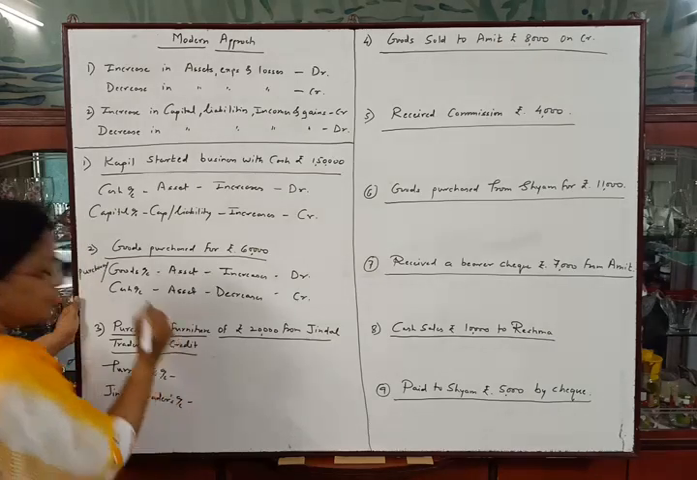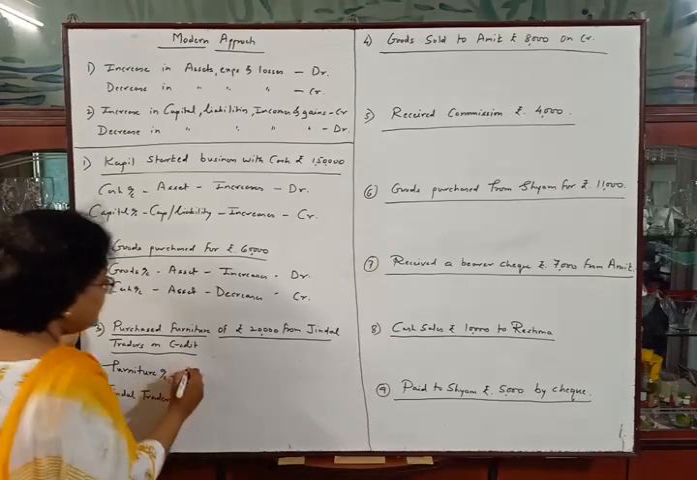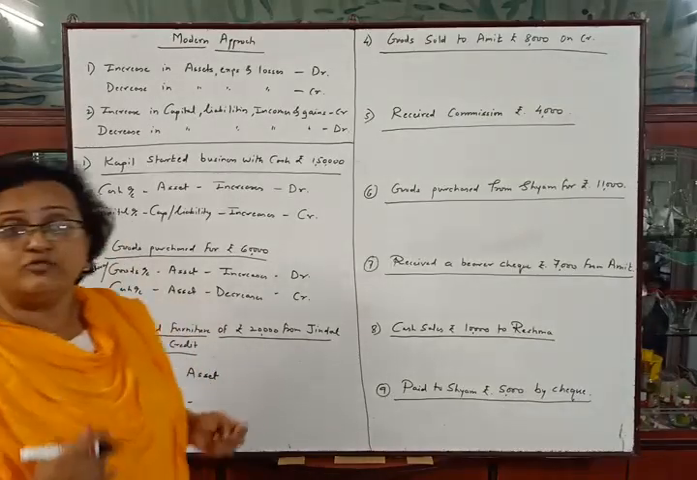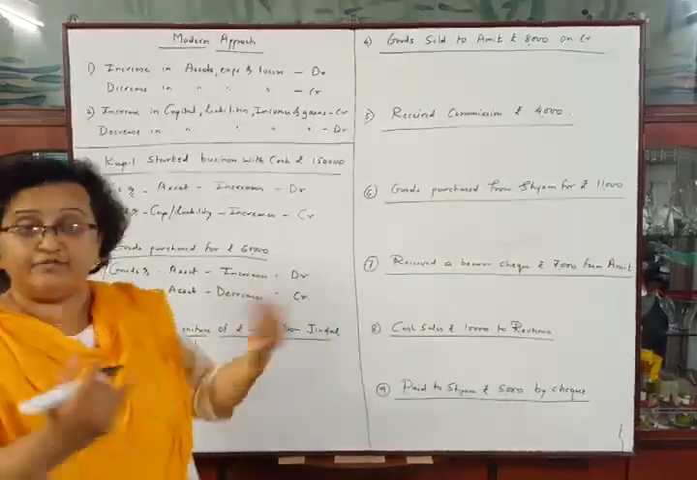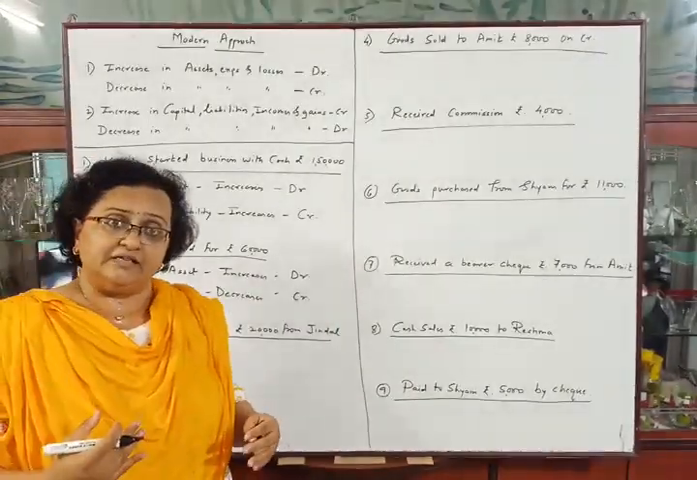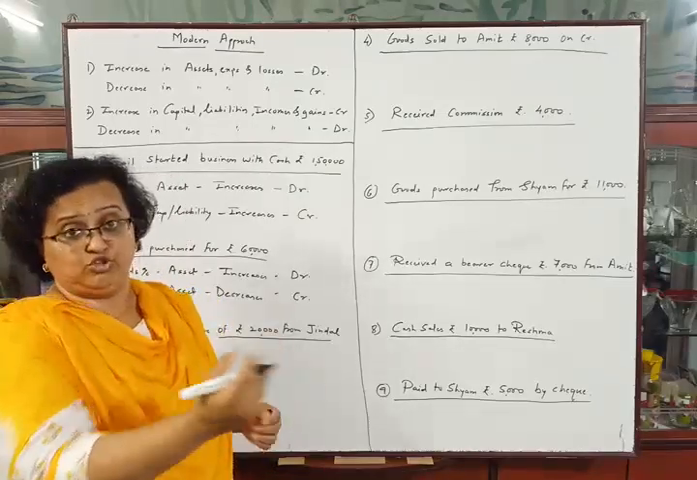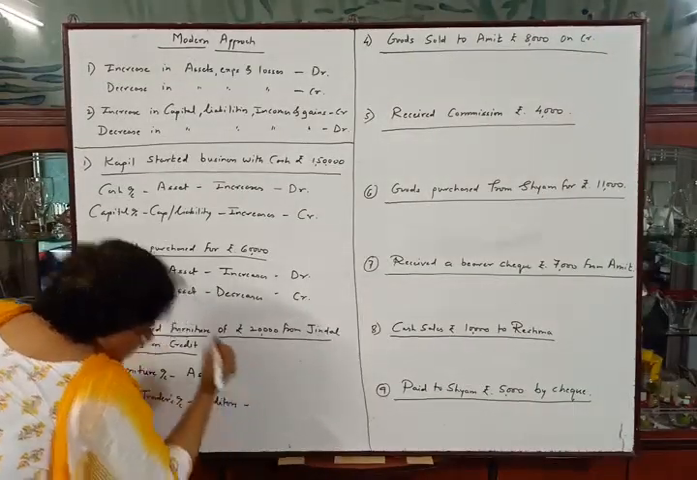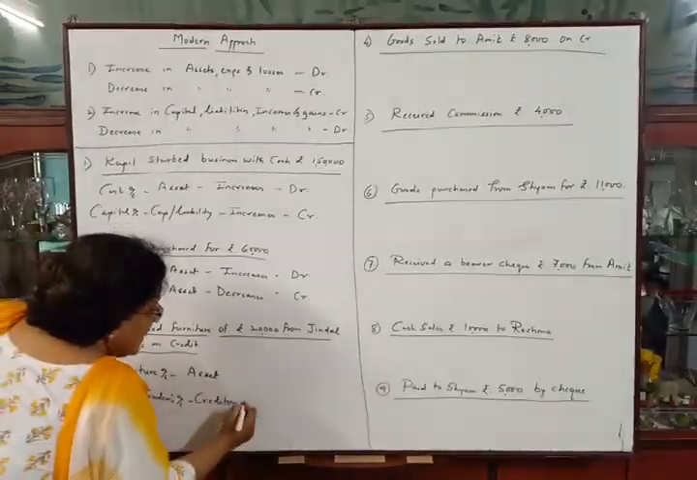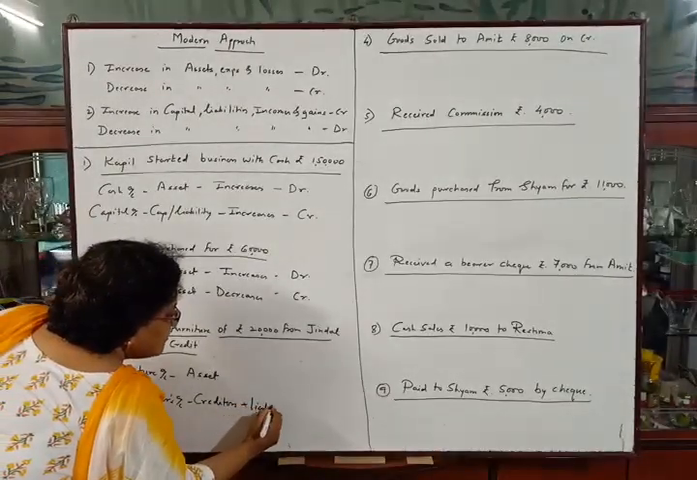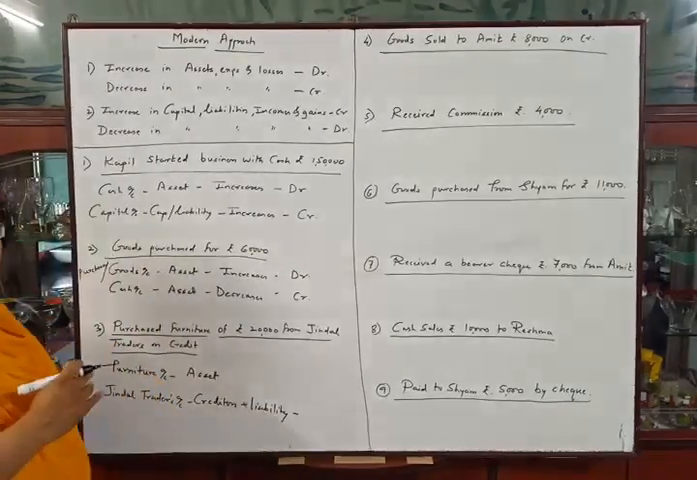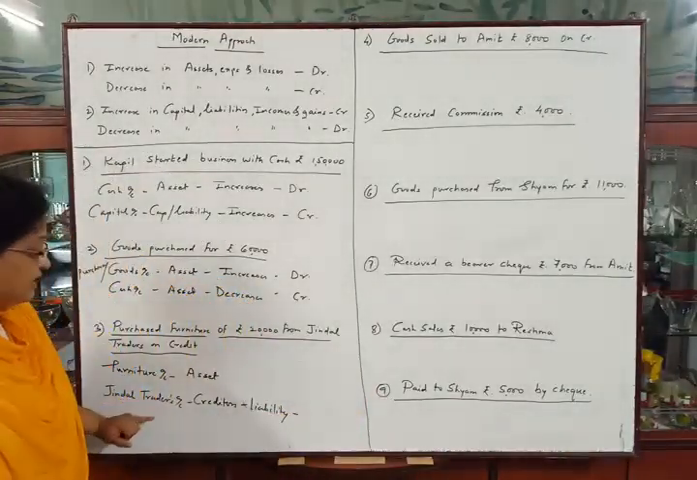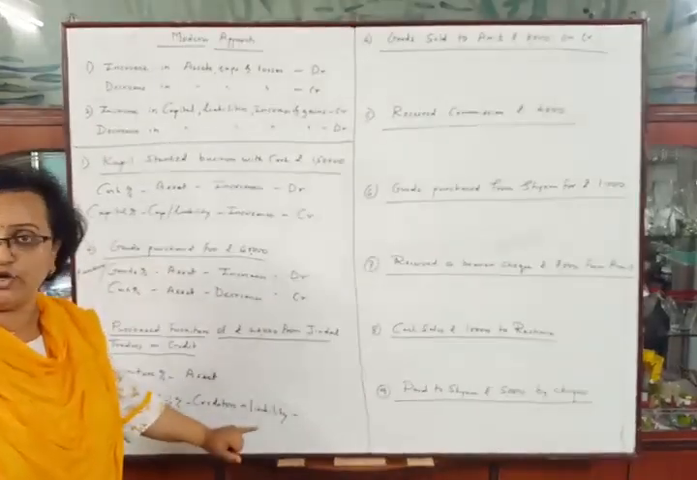Okay. Furniture is our asset and Jindal Traders. As we are purchasing furniture on credit from them, they are our creditors because we have to pay back their amount in future. So creditors is our liability. Amount payable to Jindal Traders, anything payable is liability of the business. So they are our creditors and so it is a liability of the business.